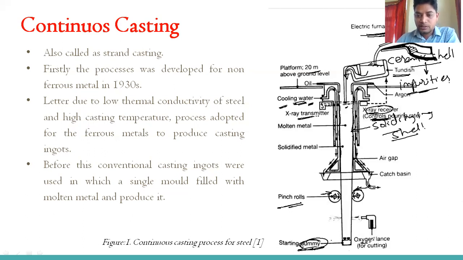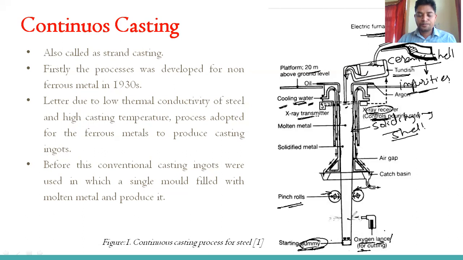Apart from it, there is an oxygen lance. This oxygen lance is used for the cutting purpose. Apart from it, we can also use a shearing operation or torch cutting. Generally we are using this oxygen lance to cut the material.